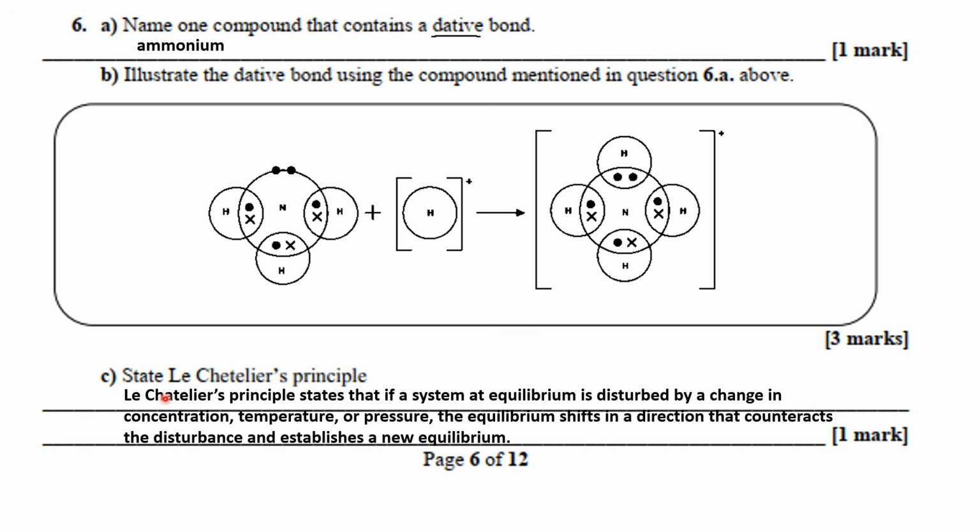So Le Chatelier's principle states that if a chemical reaction is at equilibrium, and such a reaction is disturbed by a change in concentration, temperature, or pressure, the equilibrium will shift itself in order to bring back an equilibrium, a new equilibrium. That's the meaning of this.